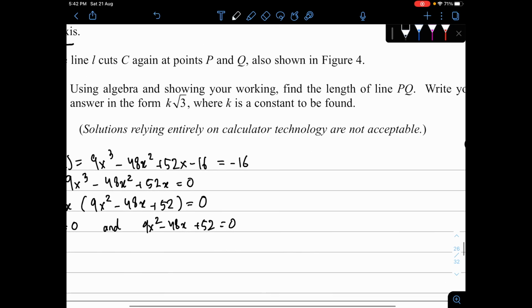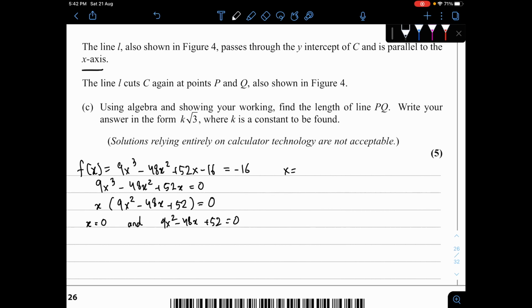We can use the quadratic formula for this. So x equals minus b, so minus minus 48, plus or minus the square root of b squared, so minus 48 squared minus 4 times 9 times c, which is 52, all over 2a, so 2 times 9. We can use a calculator here, and you get 8 plus or minus 2 root 3 over 3. So that's what you get.